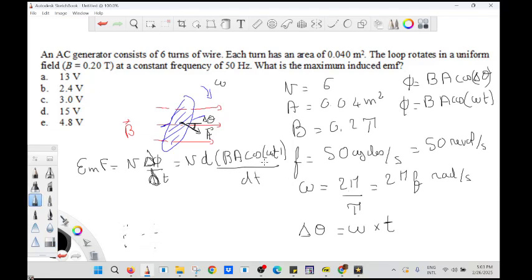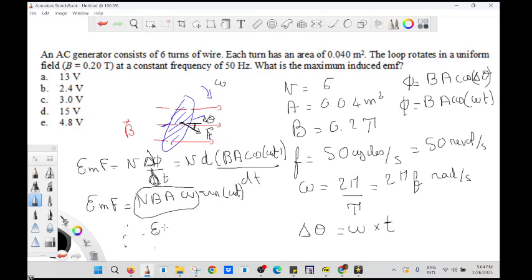So you just take the derivative of cosine, which should be sine. We're not going to worry about the negative sign, and with the negative, you take the absolute value. So if you take the derivative, you take this out first, so we get N, B, A, omega, sine omega t. So you see it's going to change with time. It's going to be a sine function. And this is what we want here.